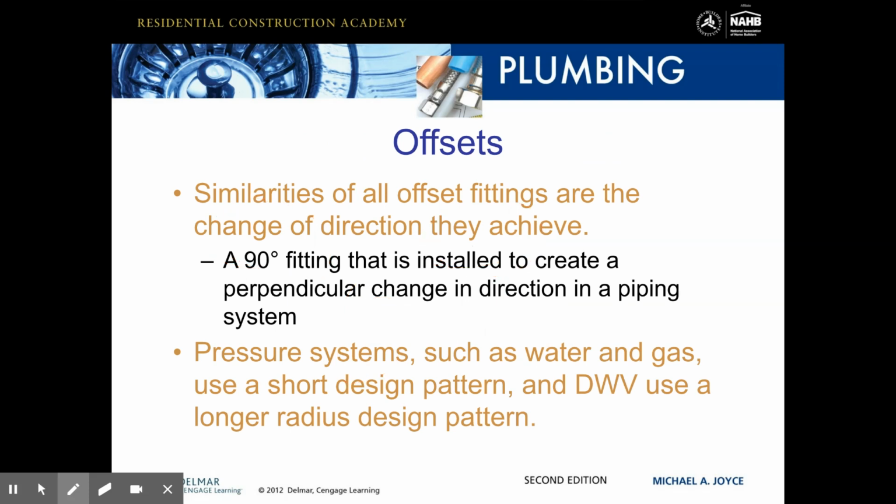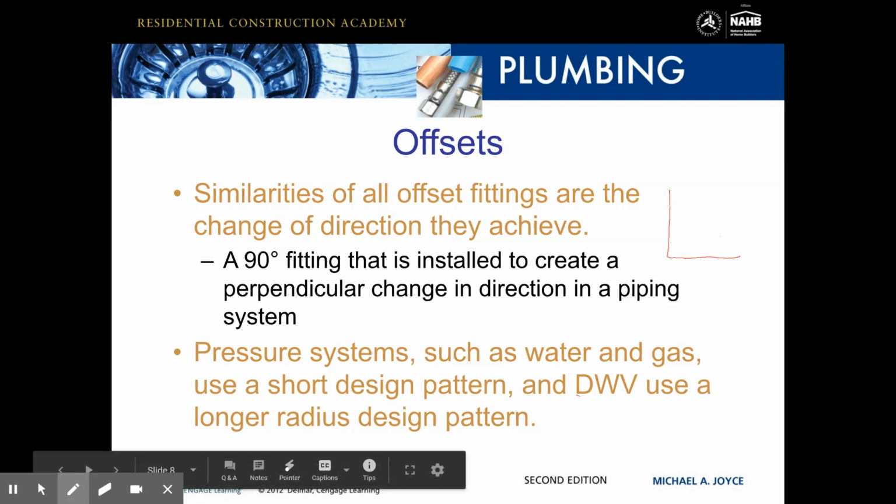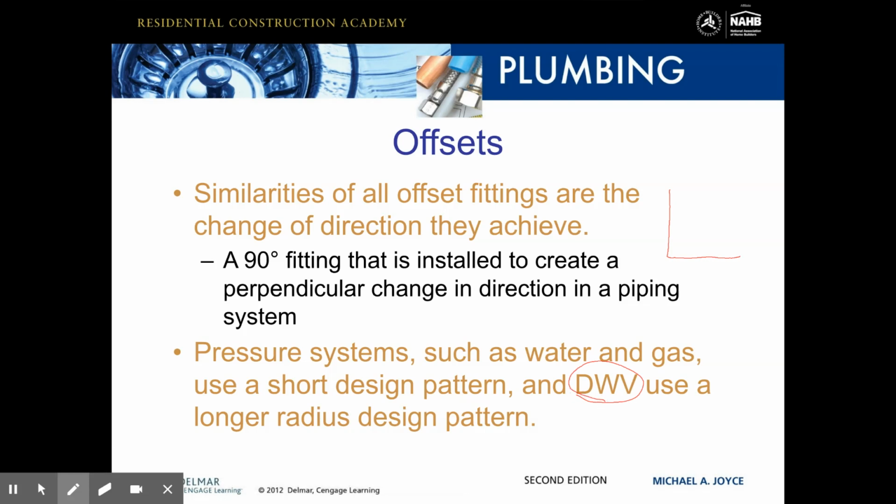Similarities of all offset fittings are the change of direction they achieve. So a 90-degree fitting that is installed to create a perpendicular change is just like that. That's all it does. Pressure systems such as water and gas use a short design pattern, and drain waste vent systems use a longer radius design pattern. The reason that this is longer, and it's going to be called a sweep, is because when you have your wastewater coming out, you don't want a hard 90 like that. You want the 90 to go more like that, but a 90.